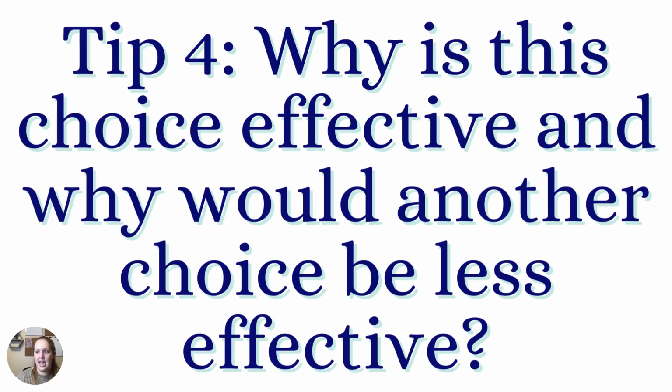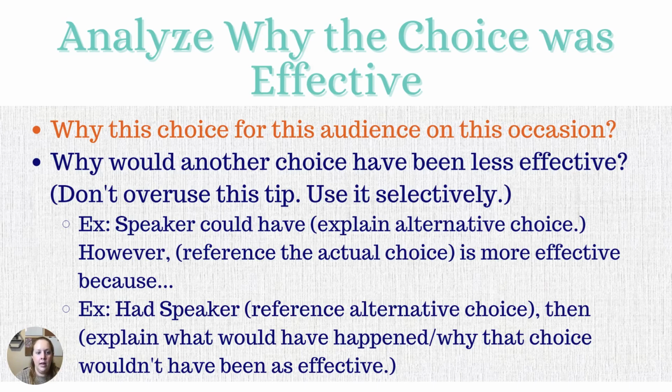You can perhaps mention, hey, they could have done this, but it wouldn't have worked because, so instead they did this, and here's why that choice is better. So as we're analyzing why choices are effective, we really want to ask ourselves, why is this choice appropriate for this audience on this occasion? So we're connecting the choice to the audience and the occasion. So speaker, audience, context, exigence.